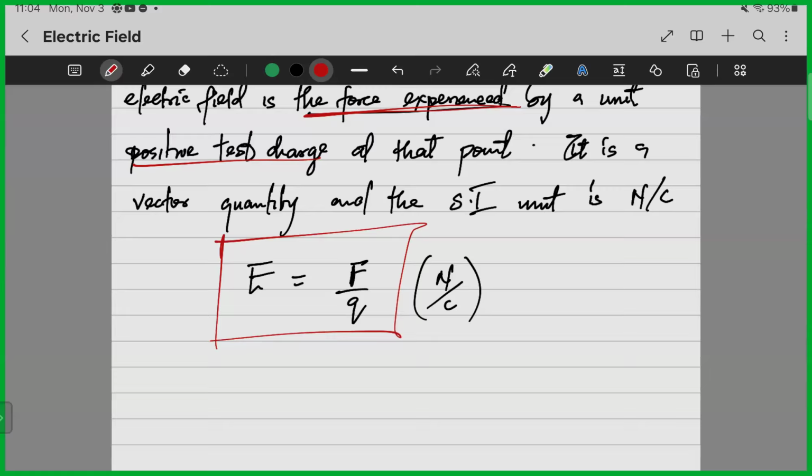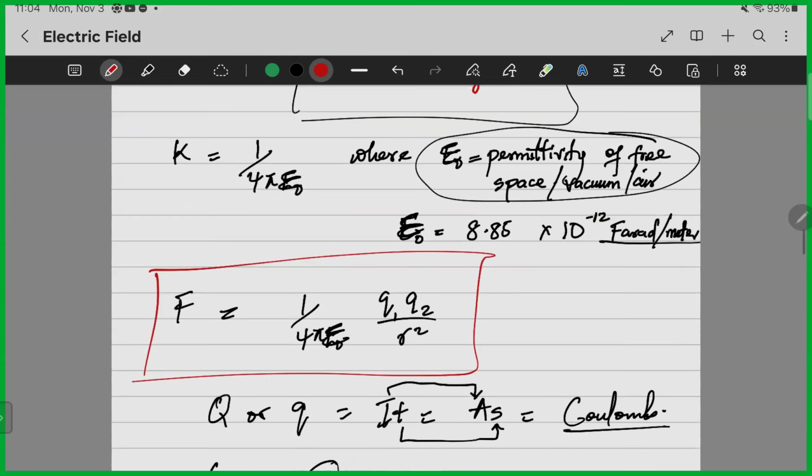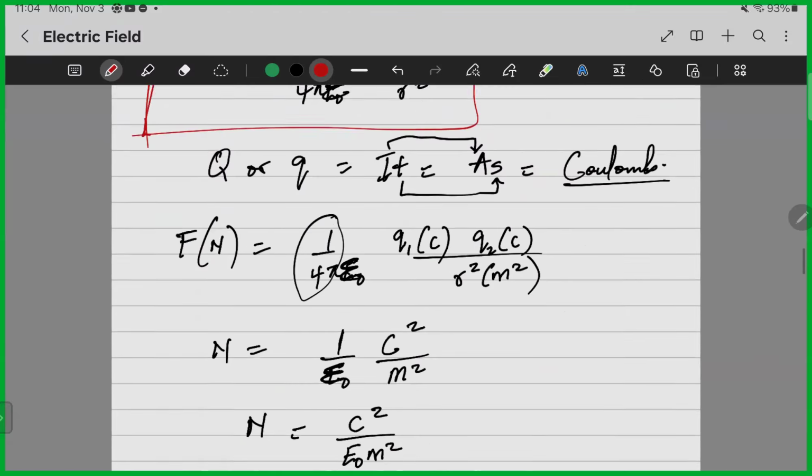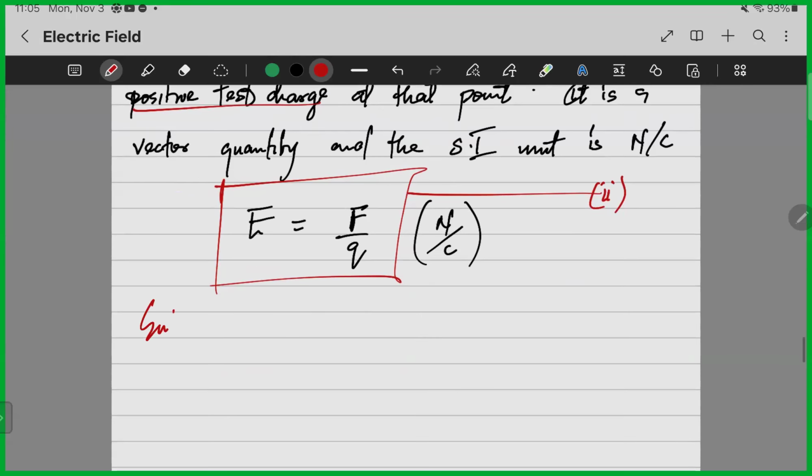Once we have electric field as force over Q, it means we can plug in. Let me give these equations labels. Go back to the first formula we had for force; let's call it equation Roman figure 1. Let's call this one that we have here equation Roman figure 2. We can substitute equation Roman figure 1 into equation Roman figure 2.